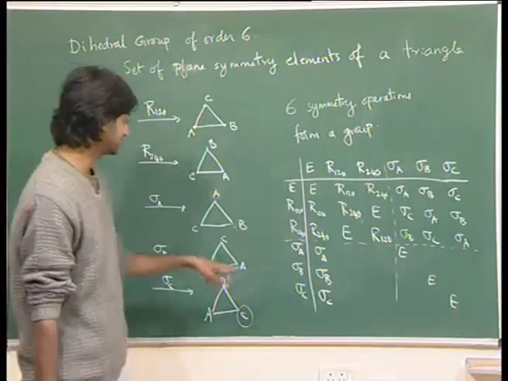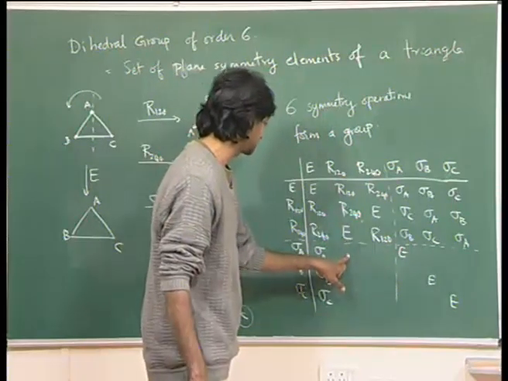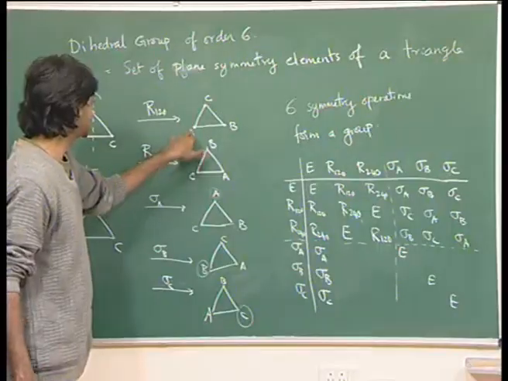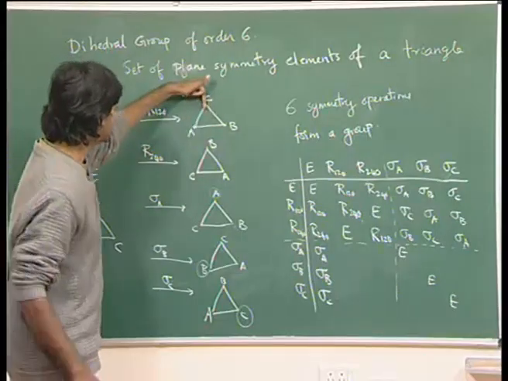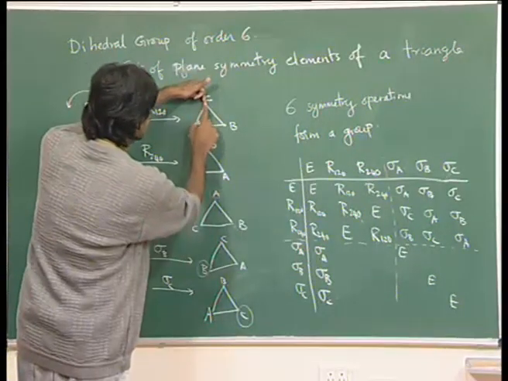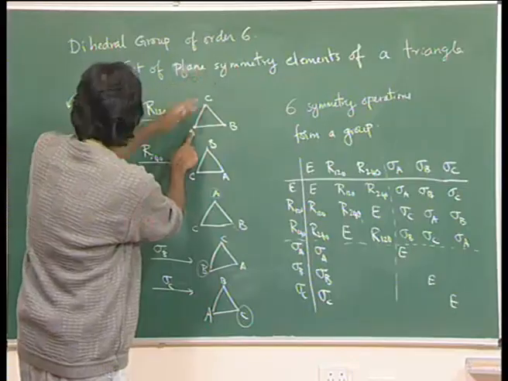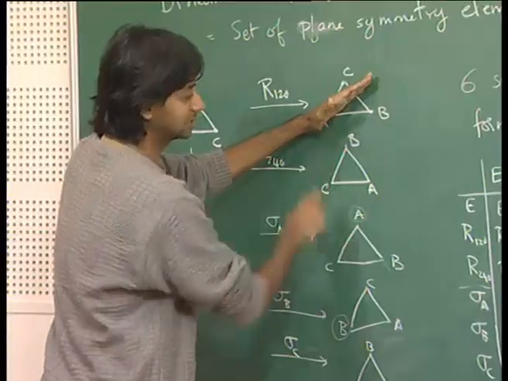Now, what if I do it in the reverse order? So, first I rotate by 120 degrees and then I do sigma A. So, first if I rotate by 120 degrees, then I get C, A, B. Now, if I do sigma A, if I flip it about this, then I have A, C, B. Okay. So, now B is where it started. So, it corresponds to sigma B.